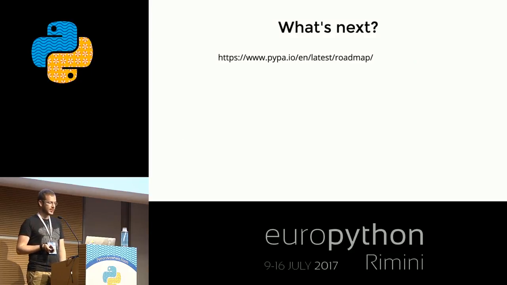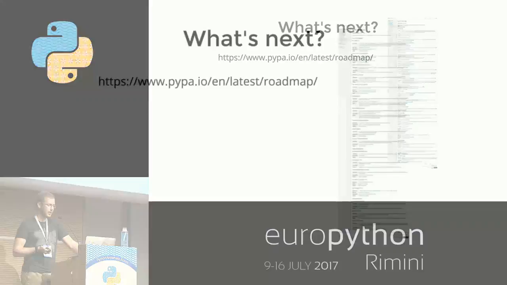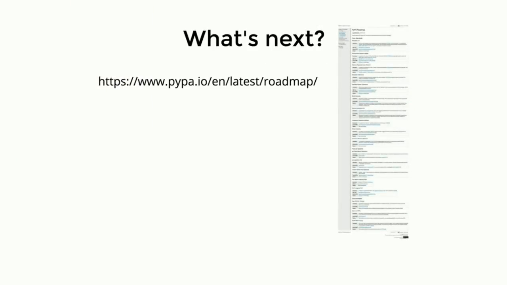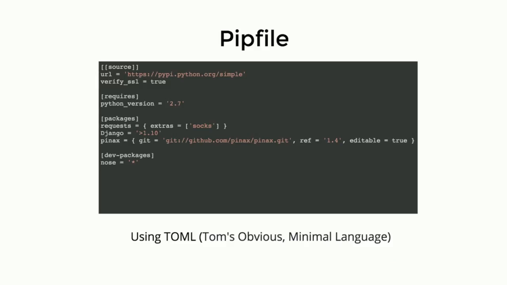So what's next? There is a roadmap on the Python Packaging Authority site, and it's pretty long. You can read that if you want. They have a lot of actions on the horizon. There is an idea to keep the requirements in the Pipfile, which will be written in TOML, but that is probably the future. And of course, there is PyPI.